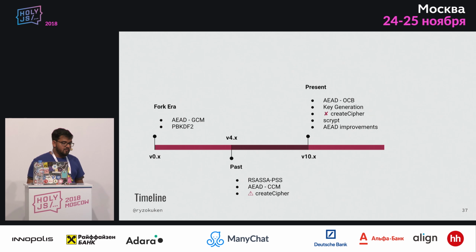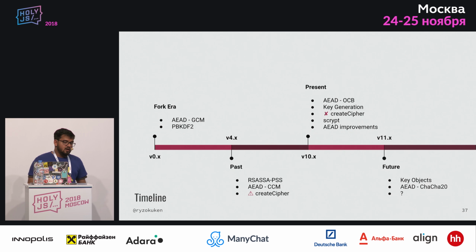In the present, the stuff that we're working on between 10 and 11, there's AEAD OCB, so we added OCB mode. Thanks. We added support for key generation. createCipher was runtime deprecated, so you can't use it in a nice way at all. It'll soon be removed. And we added scrypt support, so that's a successor of PBKDF. And there we added a lot of AEAD improvements. And what the future holds for you in and after 11.x is you have key objects landing, you have another thing coming to AEAD, so that's good, and you have a lot more.